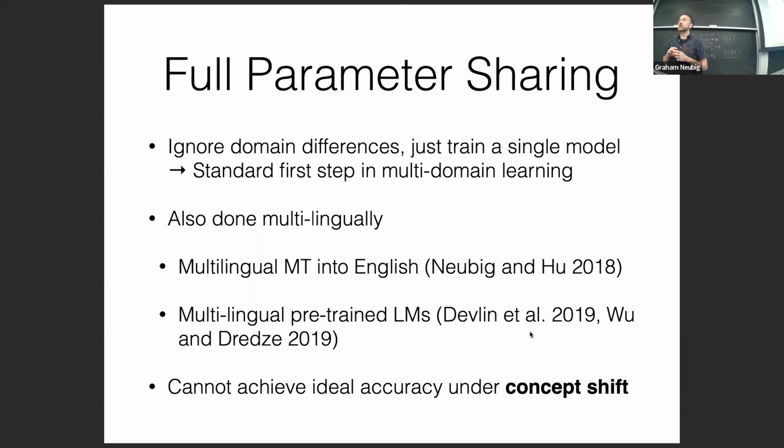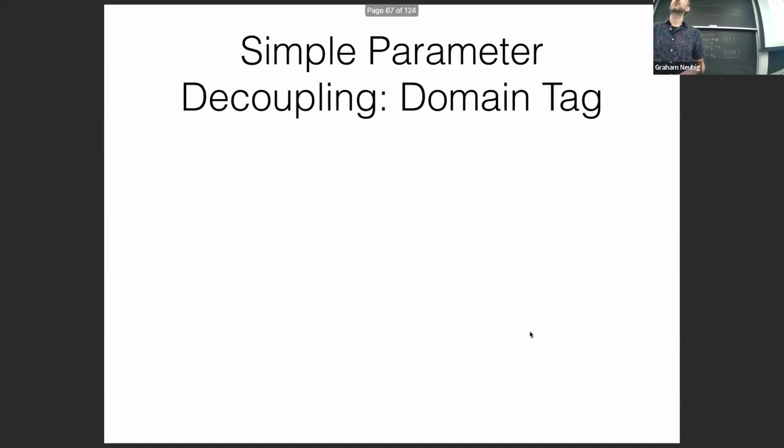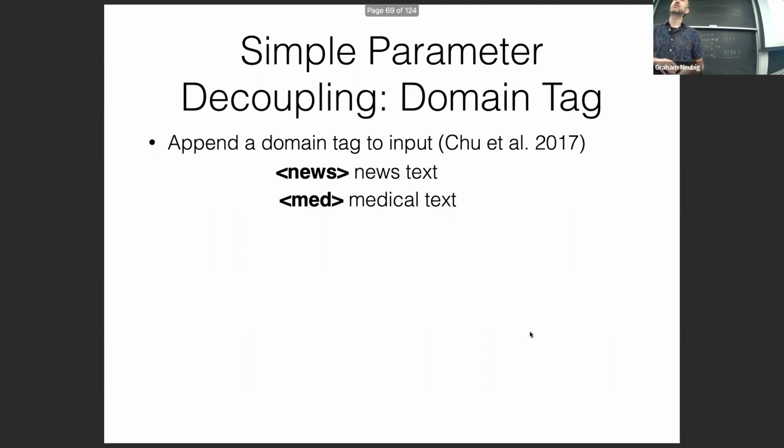However, one thing about full parameter sharing, where you share all of the parameters of the model, is that it can never achieve ideal accuracy under concept shift. As you remember, concept shift is when your conditional distribution changes. If you have a single model, it can only express one distribution, so you will not be able to express multiple distributions. A very, very simple way to fix this problem is having a domain tag. And what I mean by a domain tag is basically this.